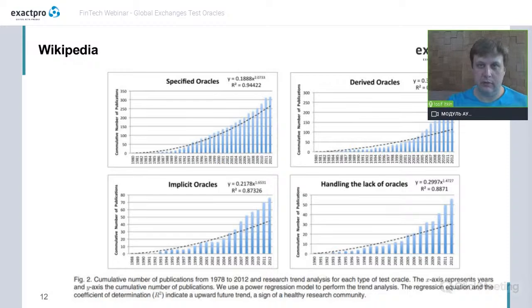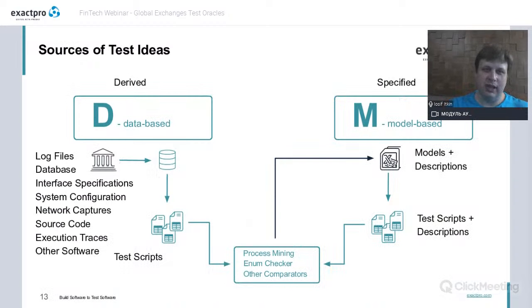The same Wikipedia page takes a classification from the survey, and there are four main types of test oracles as referred to by research literature: specified oracles, derived oracles, implicit oracles, and human oracles. There are many intersections between these oracles, and sometimes it might not be that easy to define them.